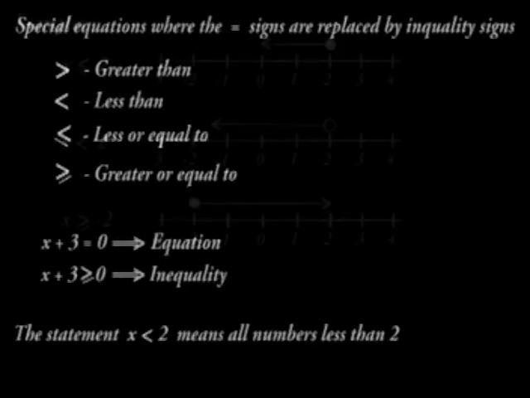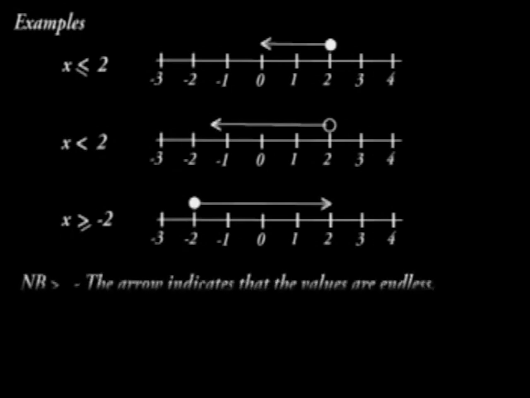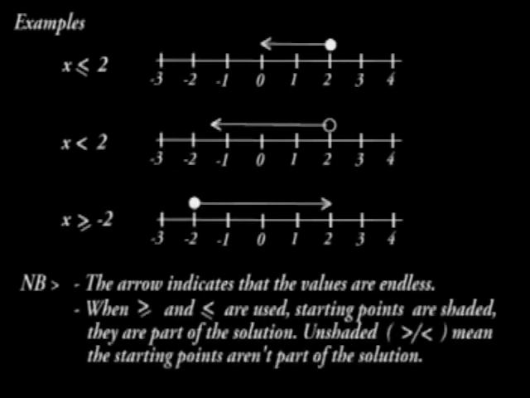Such information can be represented on a number line as shown below. Note that the arrow indicates that the values are endless. When greater or equal to and less or equal to are used, the starting points are shaded, meaning they are part of the solution. The greater than and less than have no shaded parts, meaning the starting points are not part of the solution.